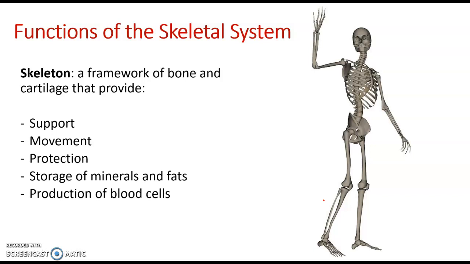Bones also store minerals like calcium and phosphorus. So these are going to be available for our body to access very quickly. And it also stores fat in our yellow bone marrow. So that's the site of mineral and fat storage. And then lastly, it produces our blood cells, also done within the bone marrow, within the red marrow. So we'll see each of those as we look at the structure of our bones as well.